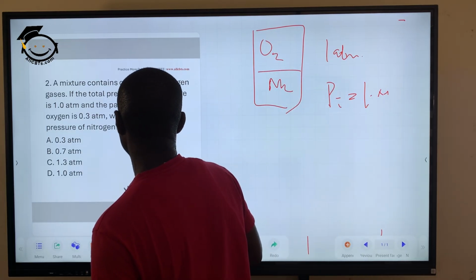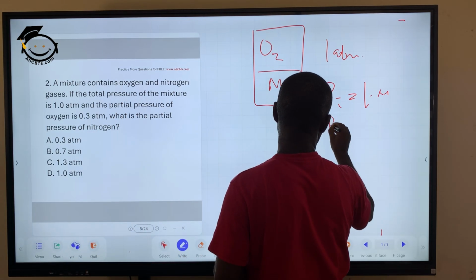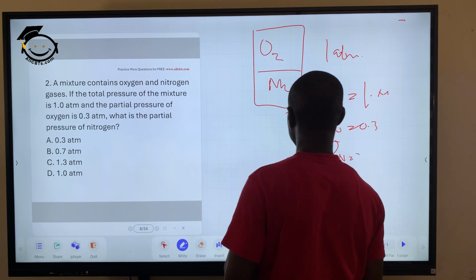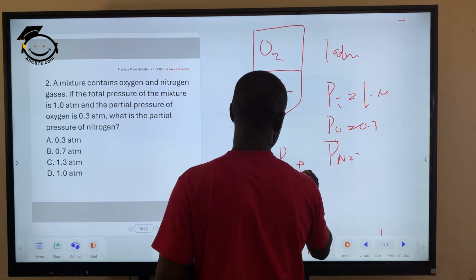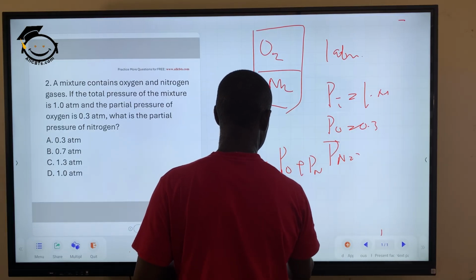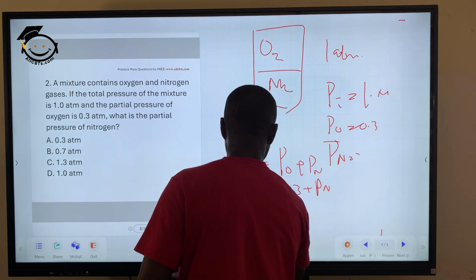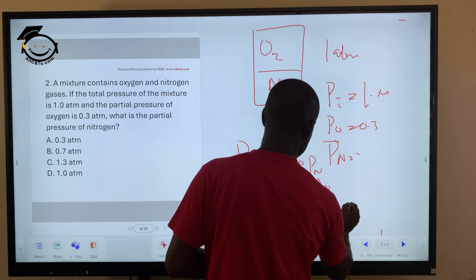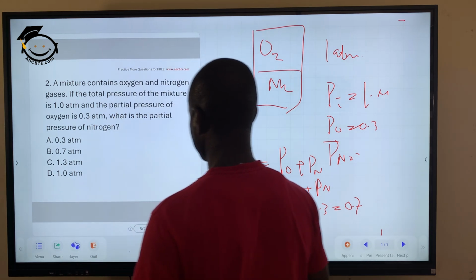Now, the individual pressure: the pressure of the oxygen is 0.3 atm. What is the pressure of the nitrogen? Which is very simple. We said total pressure, PT, equals the pressure of oxygen plus the partial pressure of nitrogen. If the total pressure is 1, it equals the pressure of oxygen, which is 0.3, plus PN, the pressure of nitrogen. So to find the pressure of nitrogen, we have 1 minus 0.3, which is 0.7 atm. The correct answer is B, 0.7 atm.